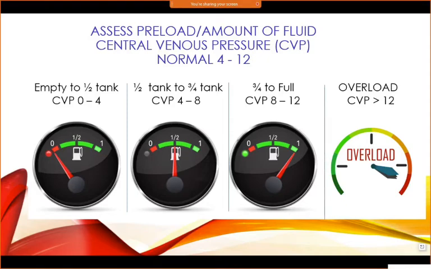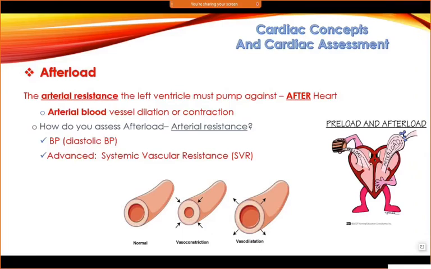So that's our next concept. Our preload is what is getting into the heart. Our afterload is the pressure upon leaving the heart. And this is where our blood pressure comes into play a little bit. The only thing we have to measure our arterial resistance that the heart has to pump against is your blood pressure. But I'm going to have you look at a different number, the diastolic. This is our rest pressure. So think about 120 over 80. 80 is your diastolic, correct?